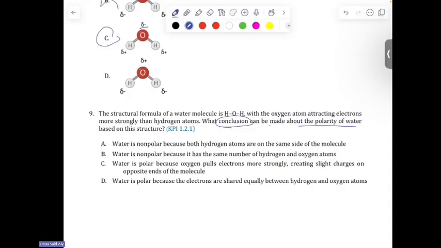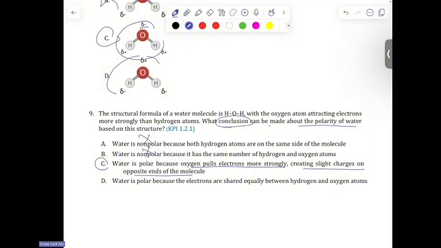A, water is not polar. No, it's wrong. Don't waste your time. Water is not polar. خلاص, don't waste your time in reading A and B. طب let's read C and D carefully. Water is polar because oxygen pulls electrons more strongly, creating slight charges on opposite ends of the molecule. يعني this is the molecule, it has different or opposite charges. Yes, so C is the correct answer. But to make sure that C is the correct answer, read B, D.